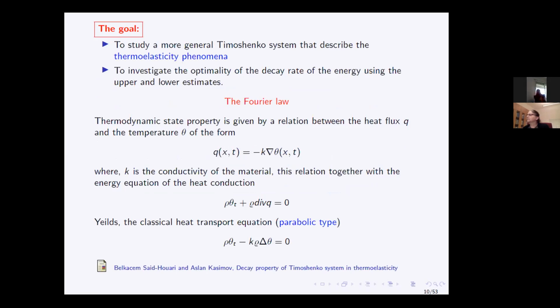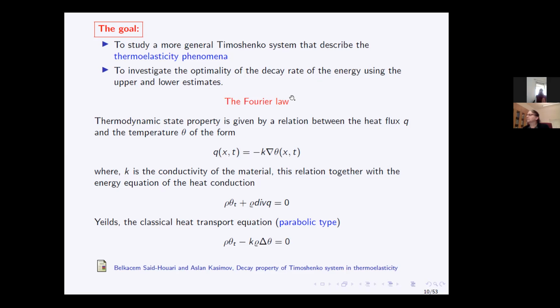So our goal was to study more general Timoshenko systems that describe the thermoelasticity phenomena and to investigate the optimality of the decay rate of the energy using this method, using upper and lower energy estimates. To do that, to understand the thermoelasticity, we have two laws, the Fourier law and the Cattaneo law.